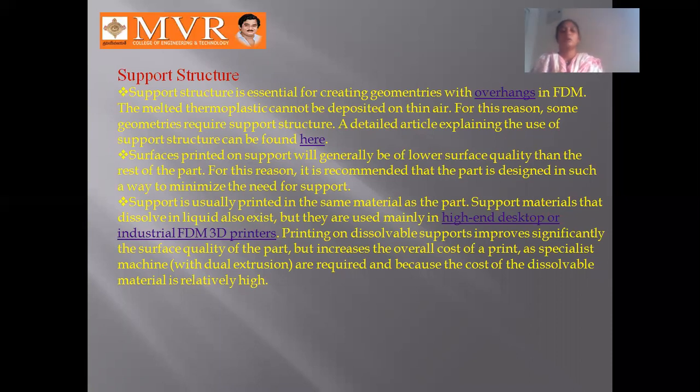This support is usually printed in the same material as the part. Support materials that dissolve in liquid also exist, but they are used mainly in high-end desktop or industrial FDM 3D printers. Printing on dissolvable supports significantly improves the surface quality of the part, but increases the overall cost of a print, as specialist machines are required and the cost of the dissolvable material is relatively high.